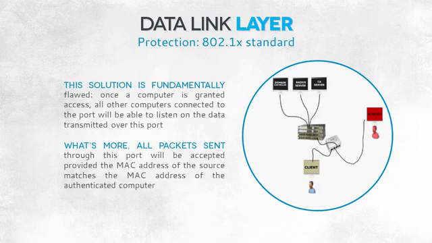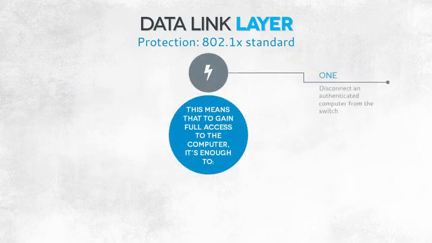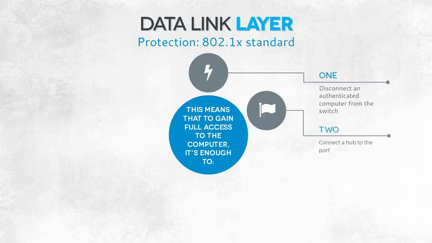The problem is that in the data link layer of the OSI model, a host is identified by its MAC address. And we already know that the MAC address can easily be changed. To connect to a company network secured in the way we've just described, the attacker must first wait for one of the computers to authenticate, which will be signaled by a green light above the port that's just open. Then the attacker must disconnect the user from the port and connect his own hub instead.